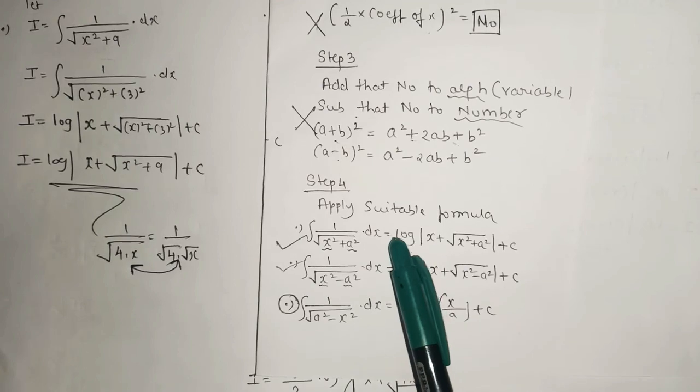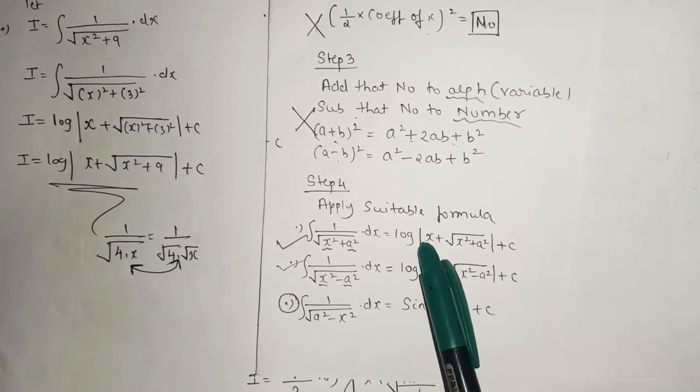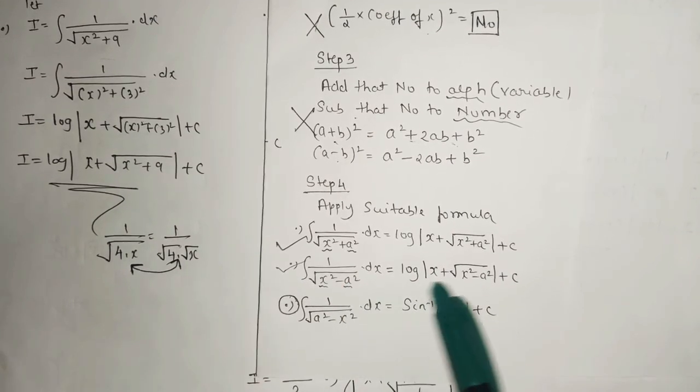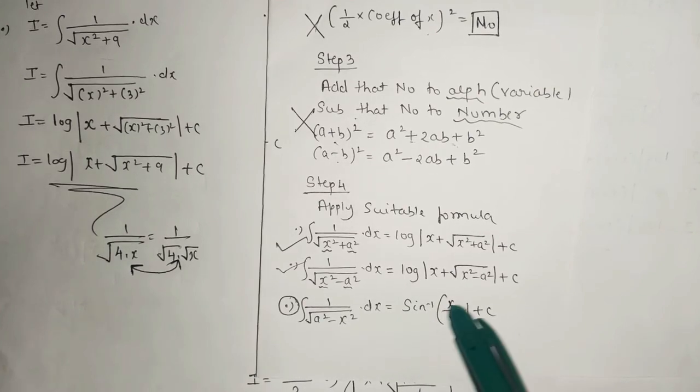For the first one, the formula is log. How to remember that also I had explained. Log mod x plus the same expression under the root. For the second one, log mod x plus the same expression under the root. And just for the third formula, remember it is sine inverse x upon a plus c.